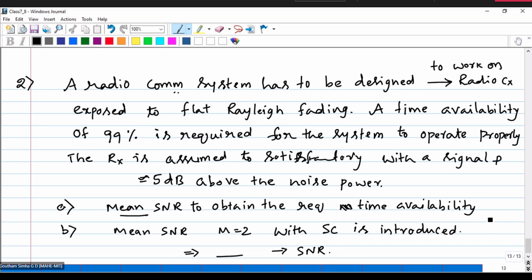Now what is the other: for a two-branch diversity scheme with selection combining, the distribution function is what? The CDF is 1 minus e to the power minus gamma by gamma bar, whole square.